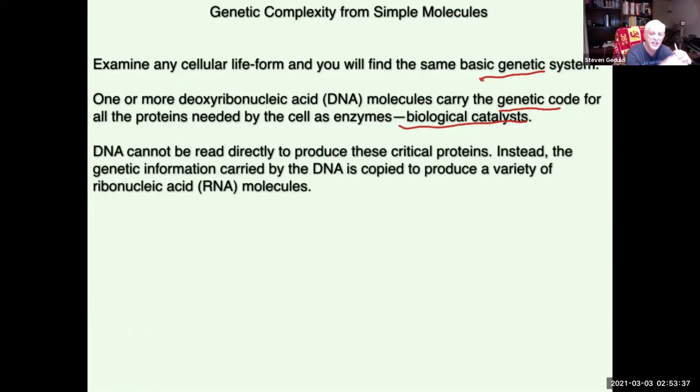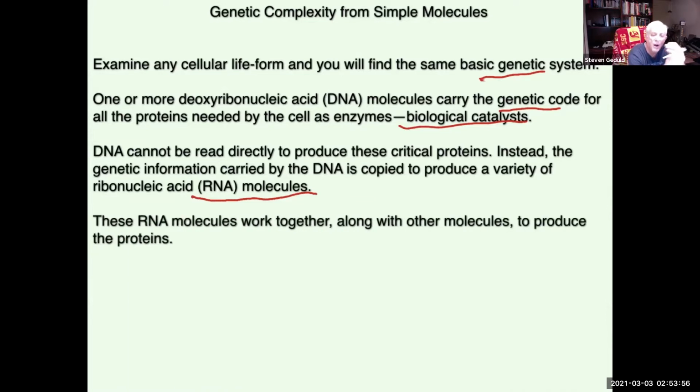DNA cannot directly produce these proteins. Instead, the information carried by DNA is copied to different RNA molecules. We'll learn about messenger RNA and transfer RNA. So we go from the DNA to the RNA to make our proteins. RNA molecules work together with other molecules to produce the proteins that we need for life.